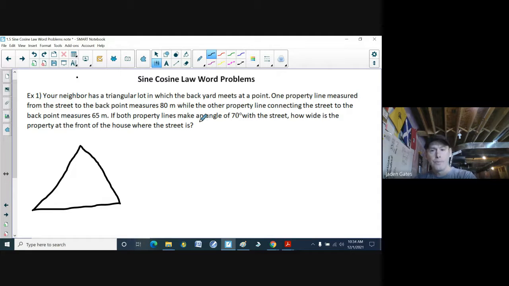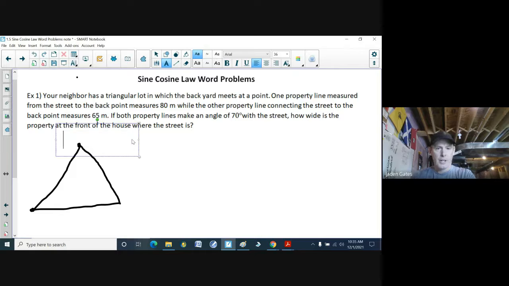Now, second sentence here. One property line measured from the street. So this is the street right here, to the back point measures 80 meters. So from this point to the back point. I'm going to write this in here. Let's get some labels on here. So back. All right, so there's the back point, and down here is our street. My drawing's not the best, but that's why it's a nice little sketch.